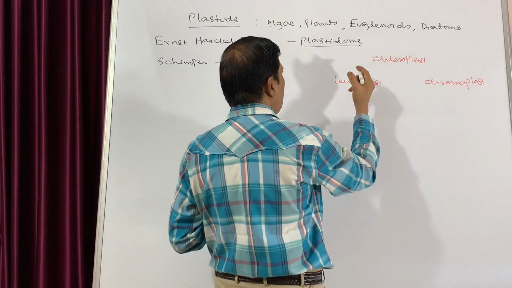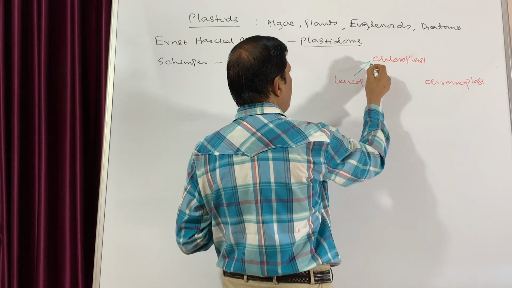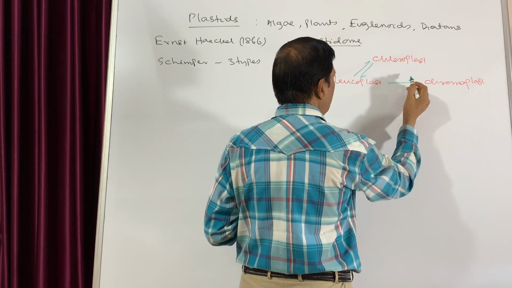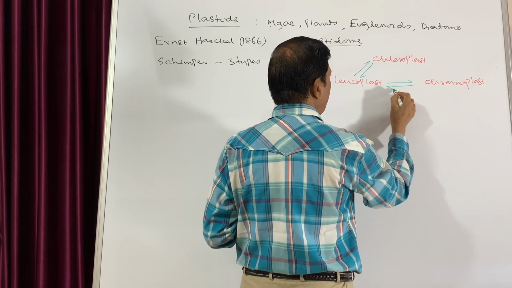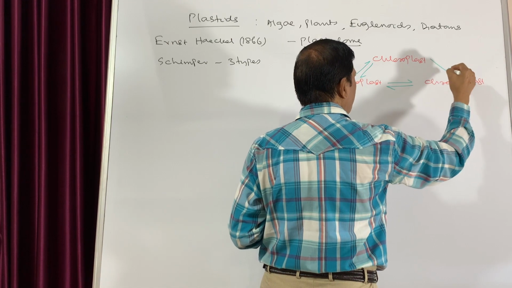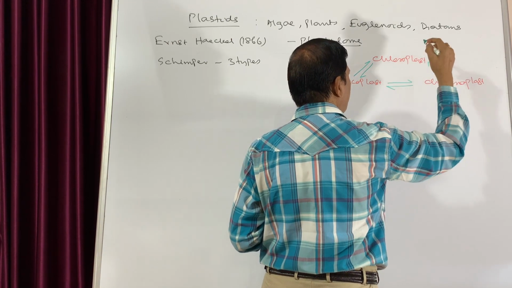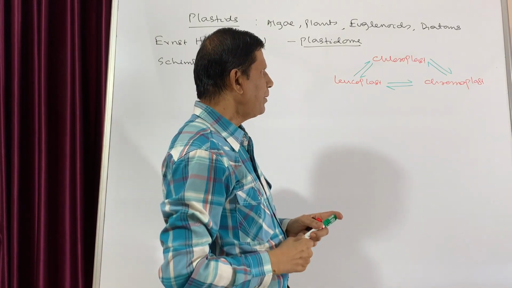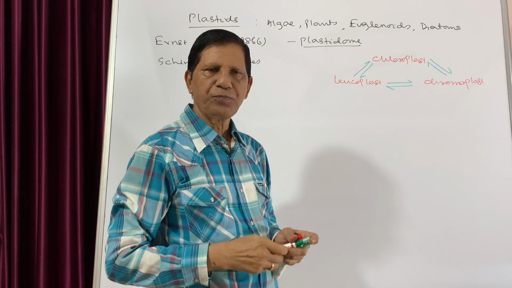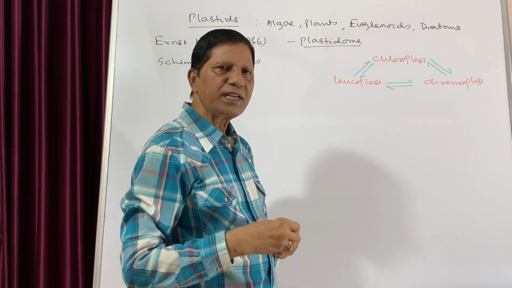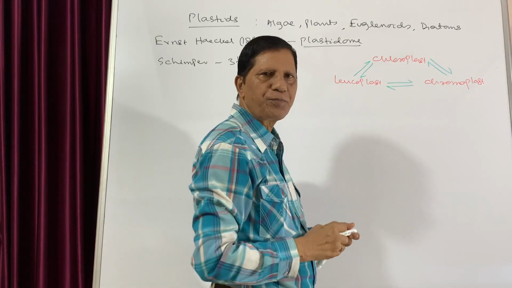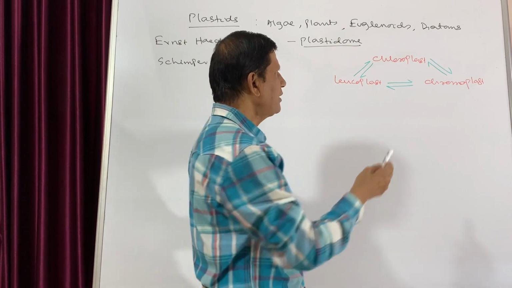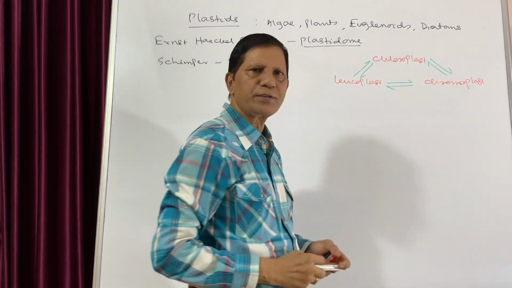They are interconvertible. Leucoplast can be converted to chloroplast, and chloroplast can be converted to leucoplast. Similarly, leucoplast can be converted to chromoplast and vice versa, and chloroplast can be converted to chromoplast and vice versa. Now, take the case of tomato. When it is unripe, it is green because it contains chloroplasts. But when it ripens, it becomes red. That means the chloroplasts are converted to chromoplasts.